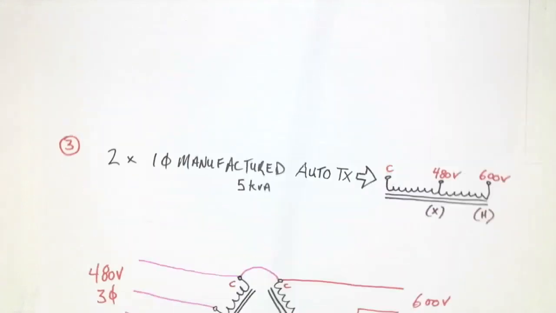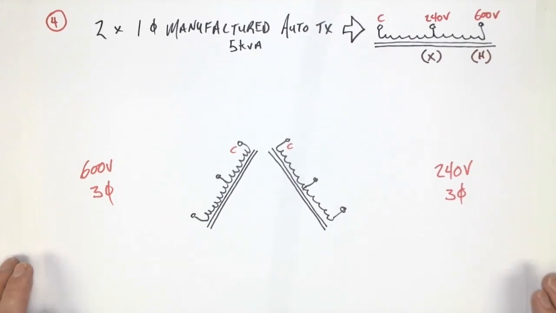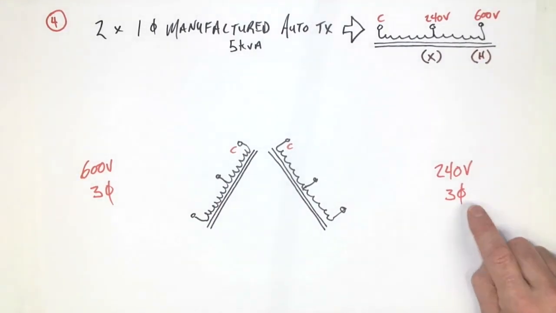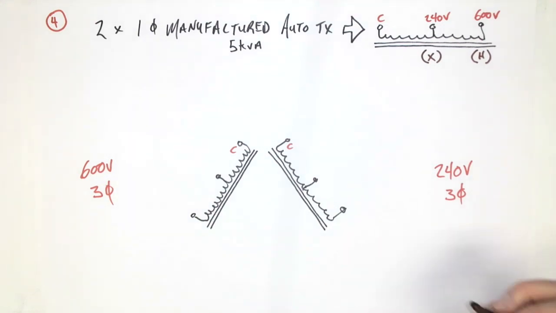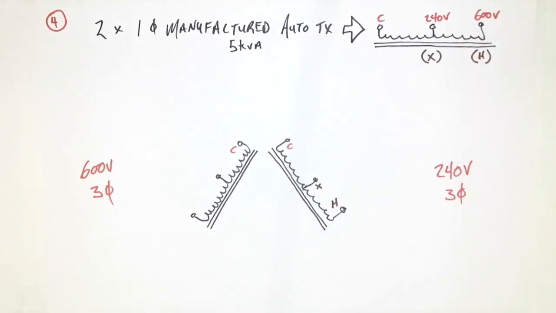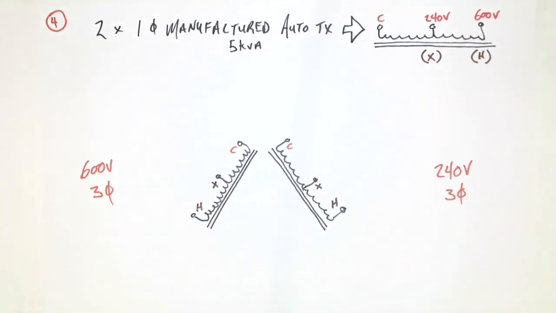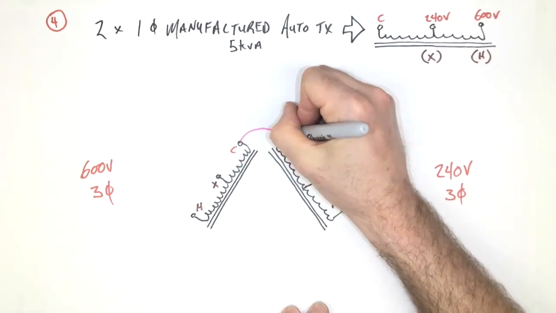Let's look at one more open delta. This time we're going from a 600 volt system to a 240 volt three-phase system. Again, only line voltages are being used, which then means that we have the same voltage ratings on our auto transformer as we do on our source and our load. So I've just put in X and H there. So common terminals would tie together.